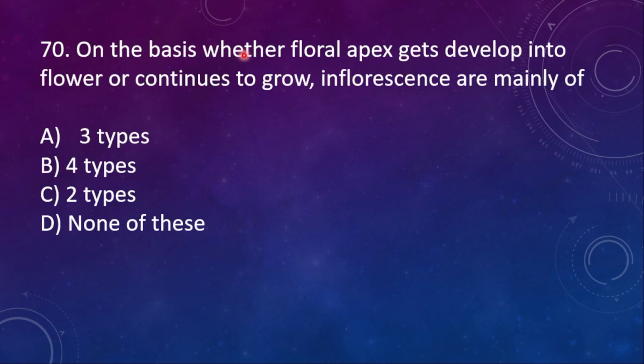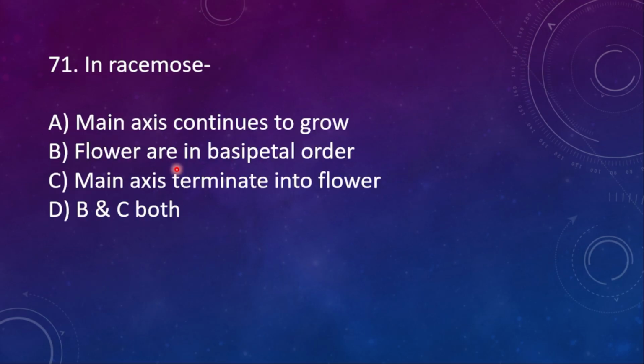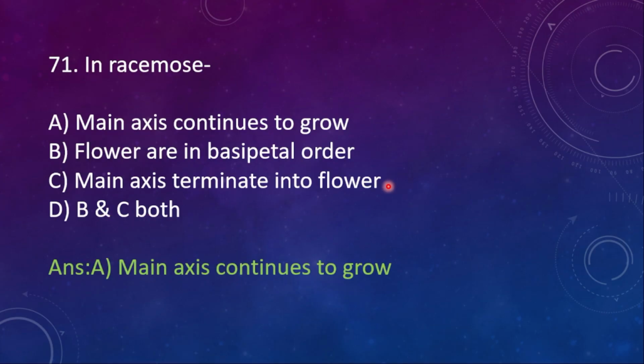70th one. On the basis of whether the floral axis gets developed into flower or continues to grow, inflorescence are mainly of two types, racemose and cymose. 71. In racemose, option A, main axis continues to grow. B, flowers are in basipetal order. C, main axis terminates into flower. Option D, B and C are correct. So here the right option is option A, main axis continues to grow.